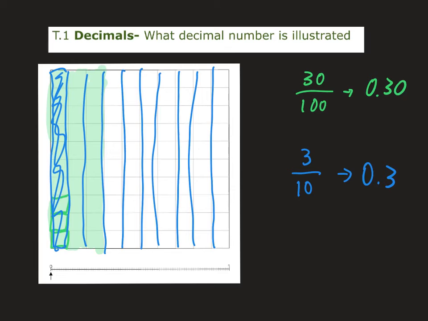Just like if I had 30 pennies or 3 dimes, the value's the same. It's a different way to write it, but the value is the same. Whether you have 30 pennies or 3 dimes, it's the same amount of money.